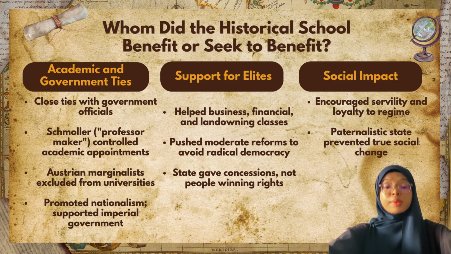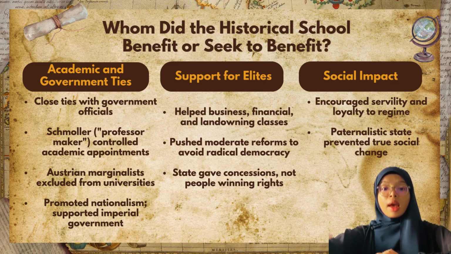So the German historical school didn't just shape economic thought. It also served specific interests. It had close academic and political ties with figures like Schmoller, influencing university appointments while marginalizing opposing views like the Austrian school. It strongly supported nationalism and the imperial government. Its ideas mostly benefited the elites, which are businesses, finance and land-owning classes.